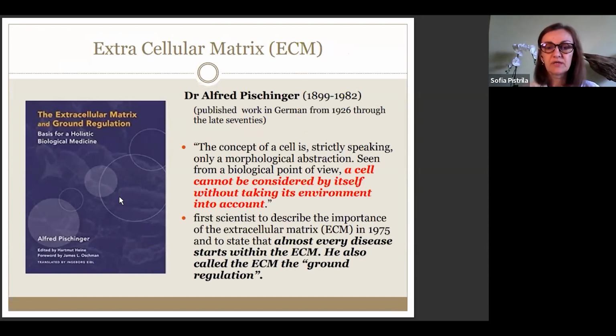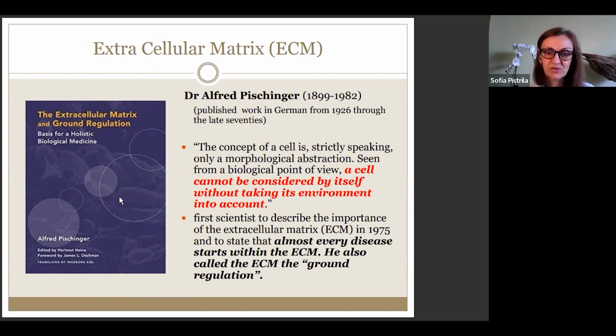Very quickly, I'm going to go through this. This is a book that finally appeared in English, and you can buy it online. Dr. Alfred Pischinger's book, Extracellular Matrix and Ground Regulation, as the basis of holistic biological medicine. We're calling it now the German biological medicine, because that's where all this information is coming from as a concept. These are his words. He died in 1982, but he left a lot of knowledge for all of us that, knowingly or not, you are all using in your practice.